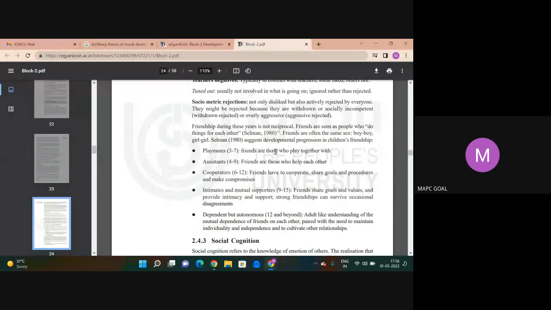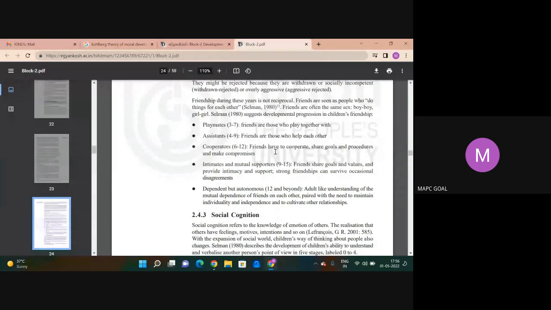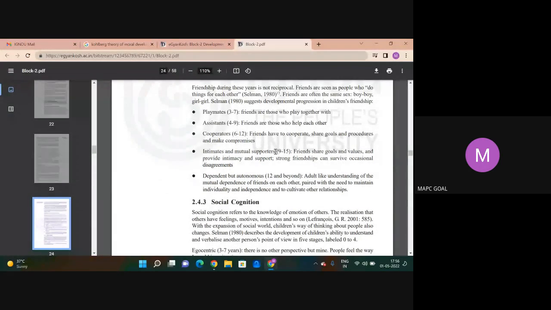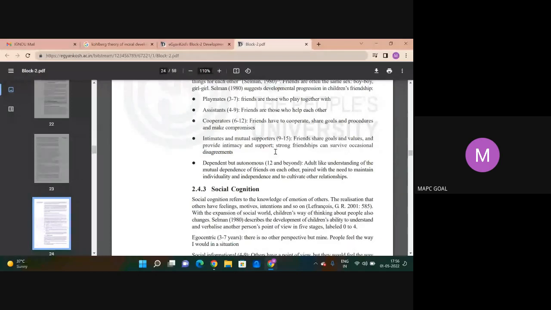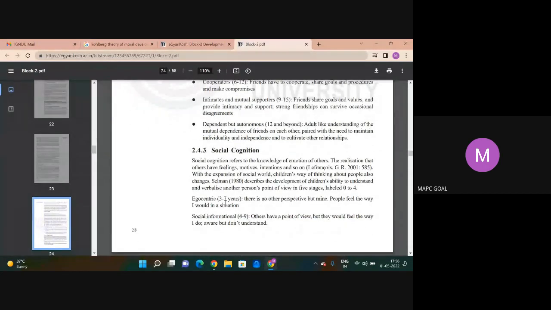Then cooperators, 6 to 12, then 9 to 15, they have mutual support, and then above 12, they are independent and they help each other in times of need. Then another is social cognition theory. So yesterday we talked about the concept of egocentrism.